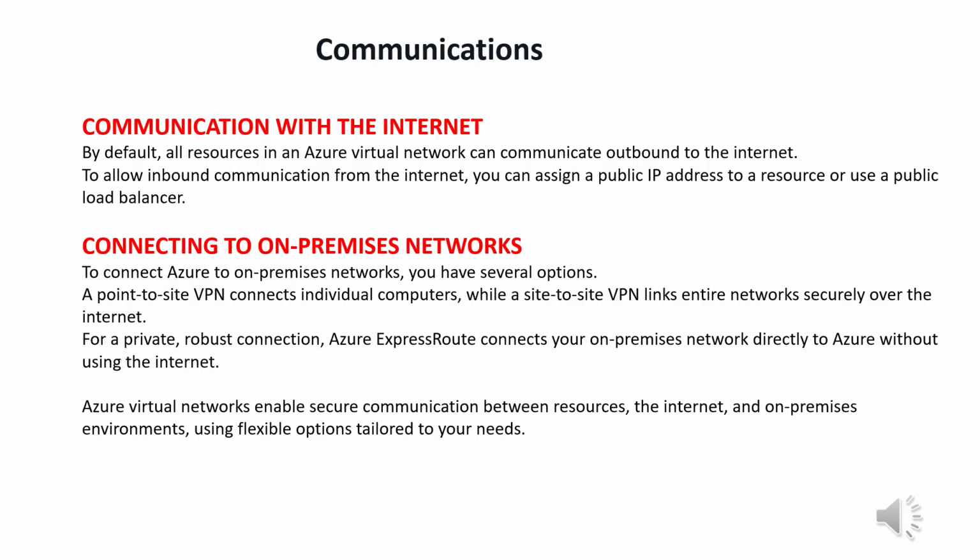By default, all resources in an Azure Virtual Network can communicate outbound to the Internet. To allow inbound communication from the Internet, you can assign a public IP address to a resource or use a public load balancer. To connect Azure to on-premises networks, you have several options. A point-to-site VPN connects individual computers, while a site-to-site VPN links entire networks securely over the Internet. For a private, robust connection, Azure ExpressRoute connects your on-premises network directly to Azure without using the Internet.